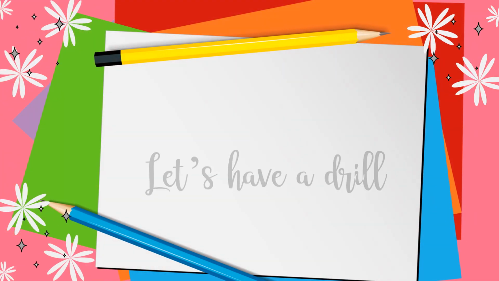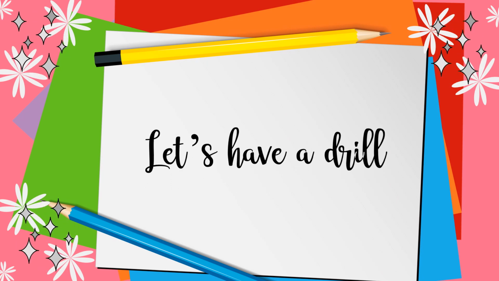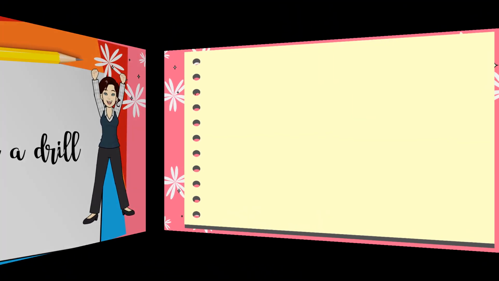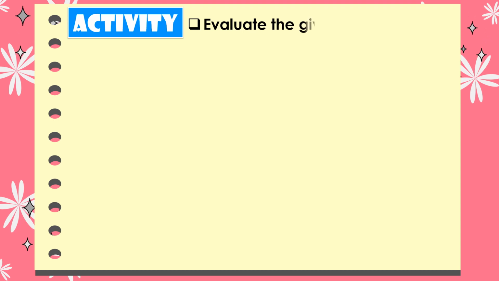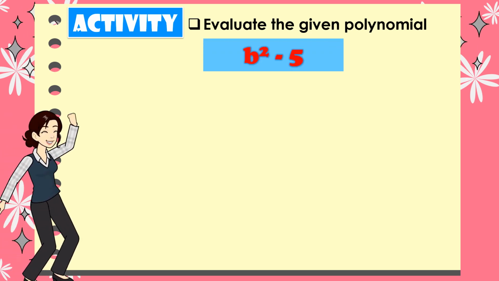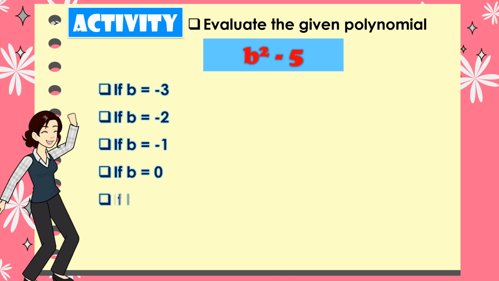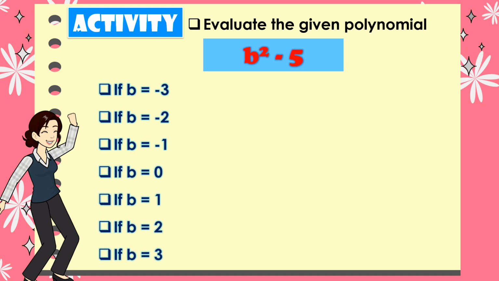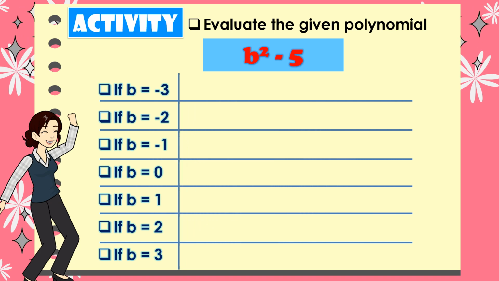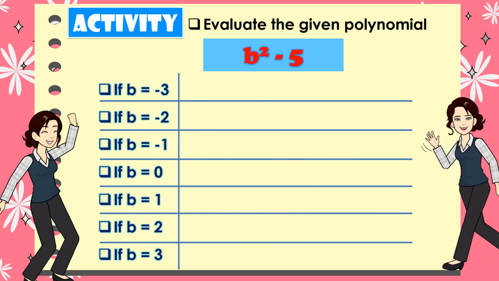Let's have a drill. This will be your activity for today. Evaluate the given polynomial b squared minus 5, if b has a value of negative 3, negative 2, negative 1, 0, 1, 2, and 3. I'm going to give you 5 seconds to answer. Your time starts now.